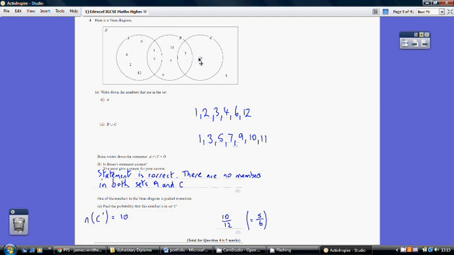Well, we've only got two numbers that are in C, so we've got to add up how many numbers apart from these two here. So 1, 2, 3, 4, 5, 6, 7, 8, 9, 10. There are 10 numbers that are not in C. Now that's 10 out of 12 numbers, so the probability that this number is not in C is 10 out of 12, which you could have simplified to 5 over 6 if you wanted, but you didn't need to.